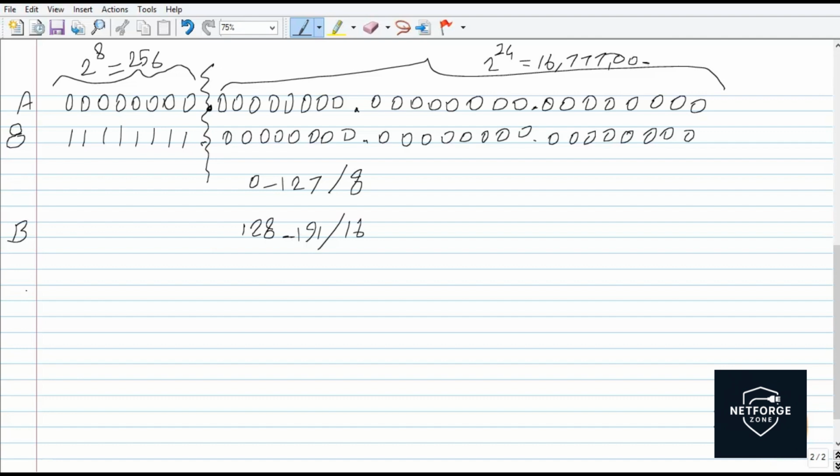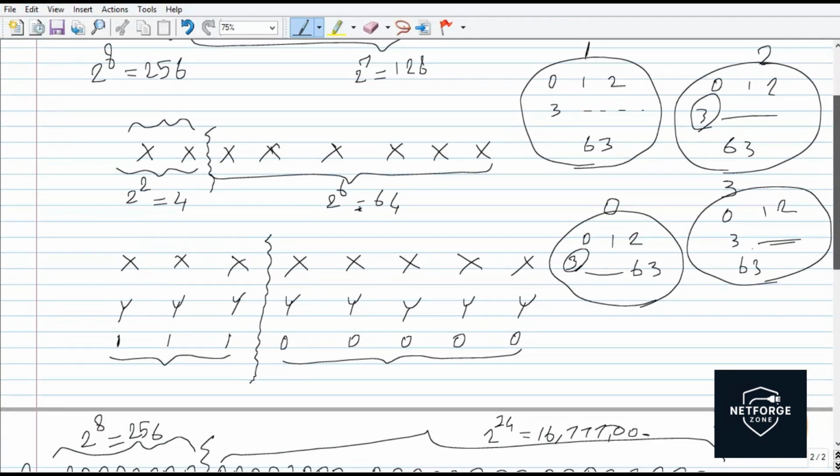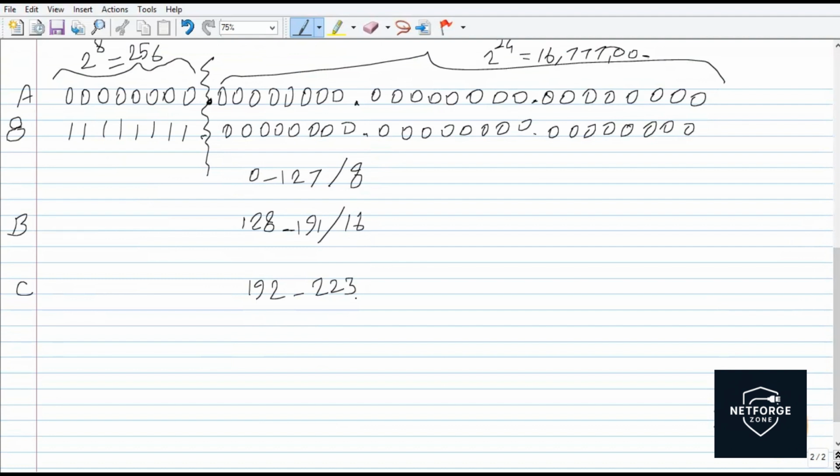For class C, it starts with 192 and ends with 223, I guess. Yes, to 223. Am I right? I should refer to the previous section. Yes, it has a default mask of 24 bits. And for class D, we do not go for any default mask. Actually, we do not even write class D IPv4 addresses. We use that for multicasting.